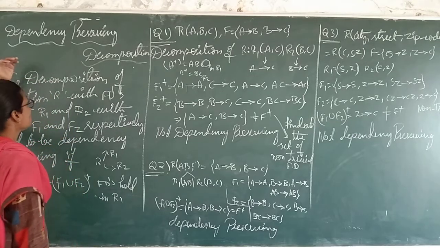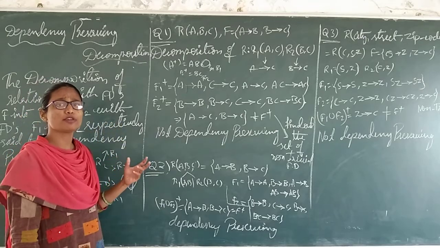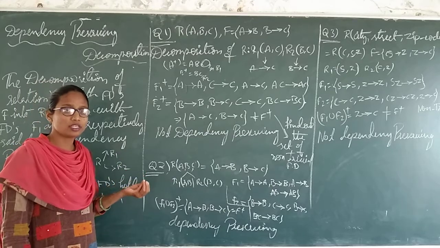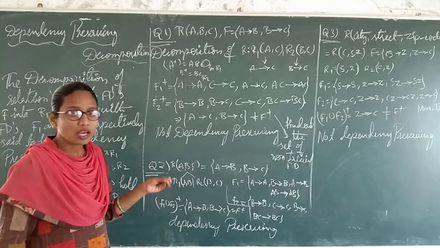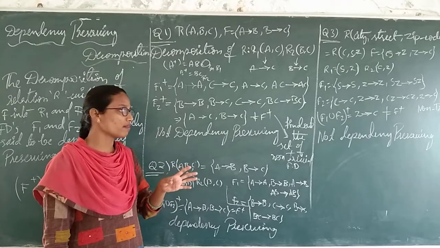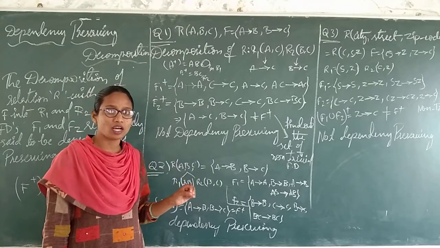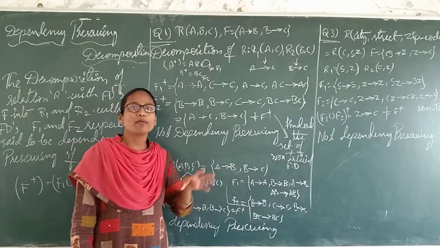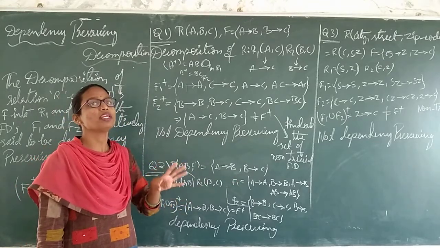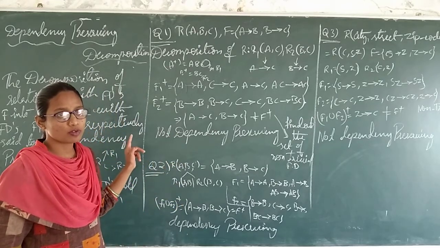What does dependency preserving decomposition mean, and why do we use decomposition? For example, we have one relation, which means one table. In the table we have some redundant data: the same data appears in multiple attributes, and that is a redundancy problem. We eliminate the redundancy with the help of decomposition.